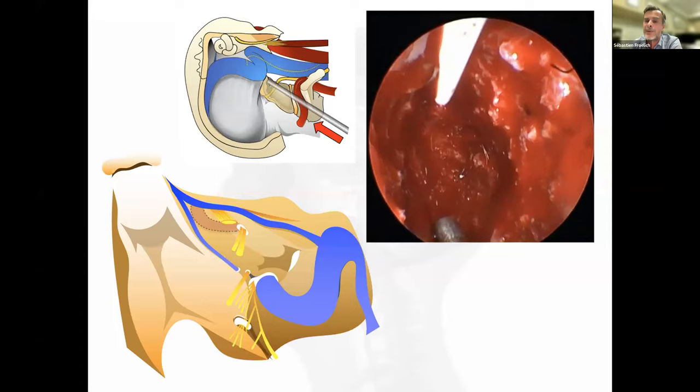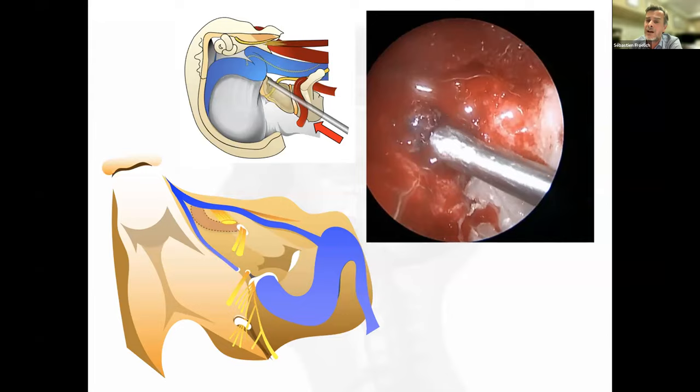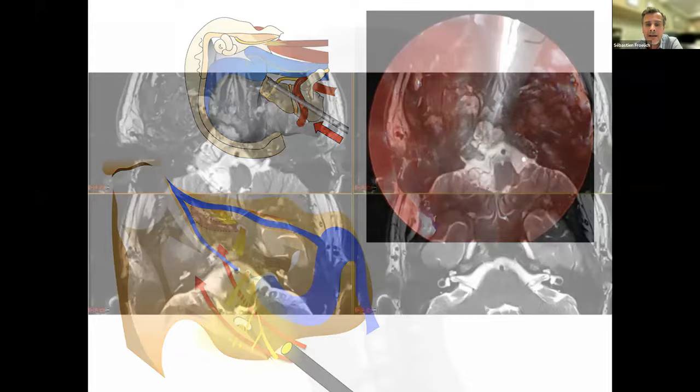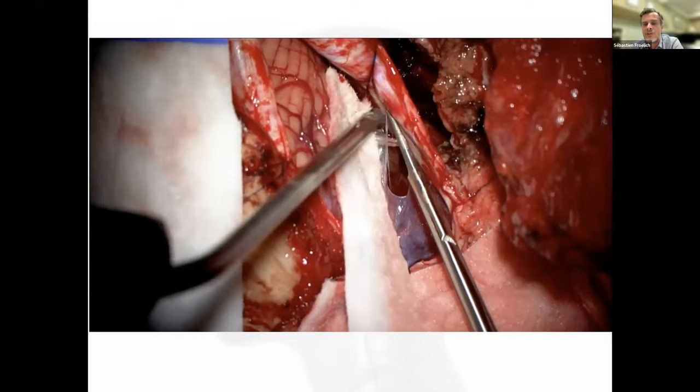Here we were into the petrous apex, looking with a 70 degree scope to the petrous ICA from below. And this is mucosa of the sphenoid sinus that obviously we kept intact. And at the end, beauty of this surgery, you can open the dura to take the intradural part.